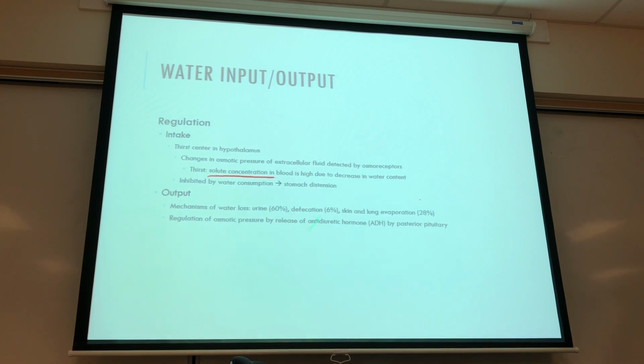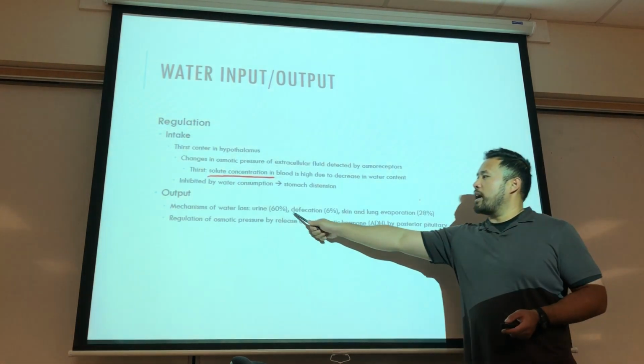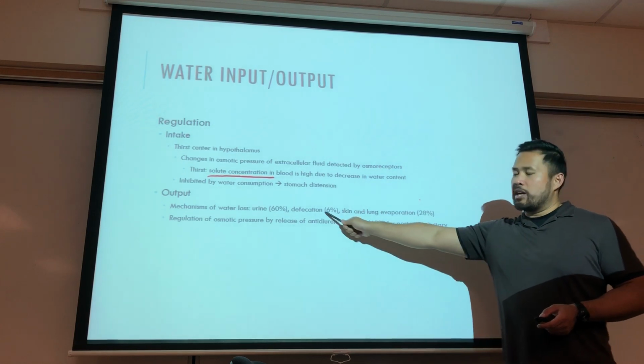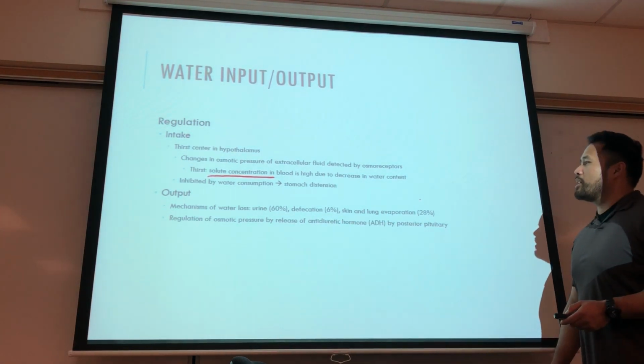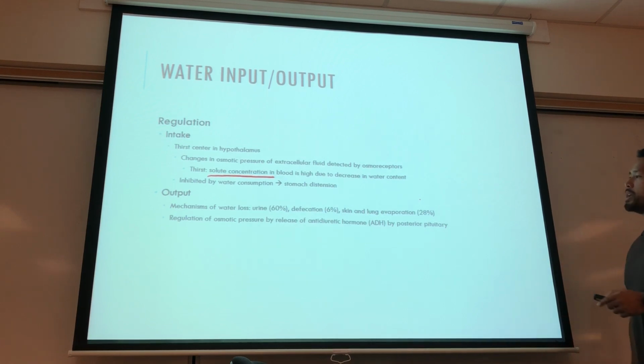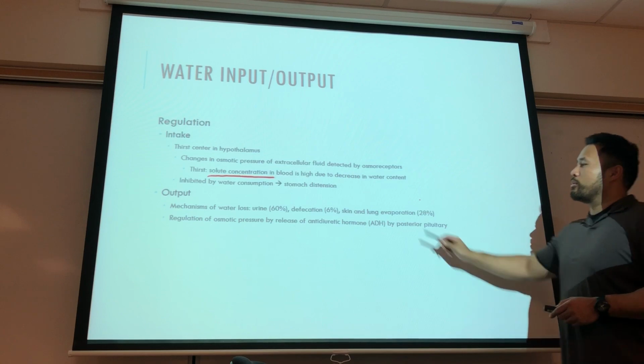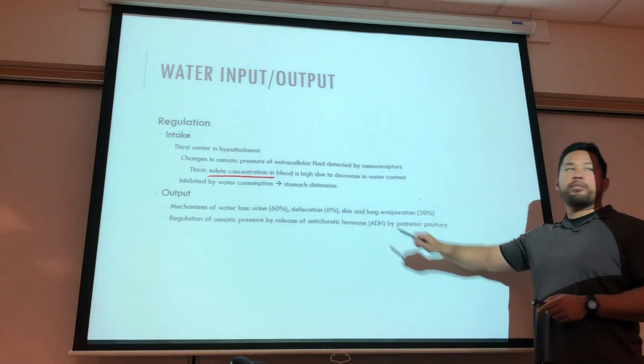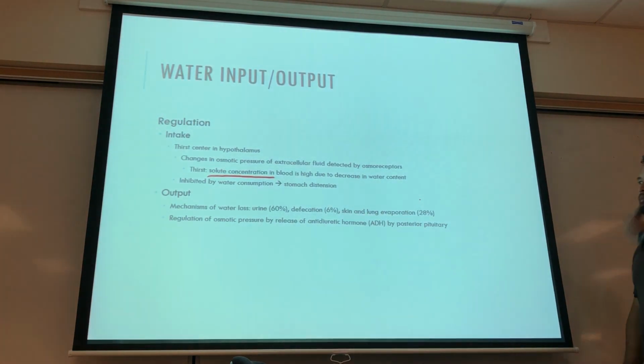So we're taking in water through the alimentary canal. Now the output, the mechanisms for water loss: 60% of that is going to take place through the urine. Defecation accounts for a very small amount of water. And then the second biggest chunk would be through the skin and lungs. We eliminate water through the skin through sweating, and through the lungs as water vapor lost through exhalation.